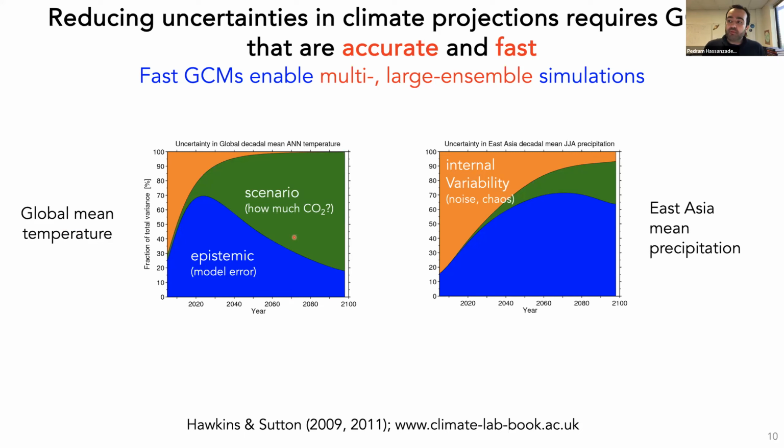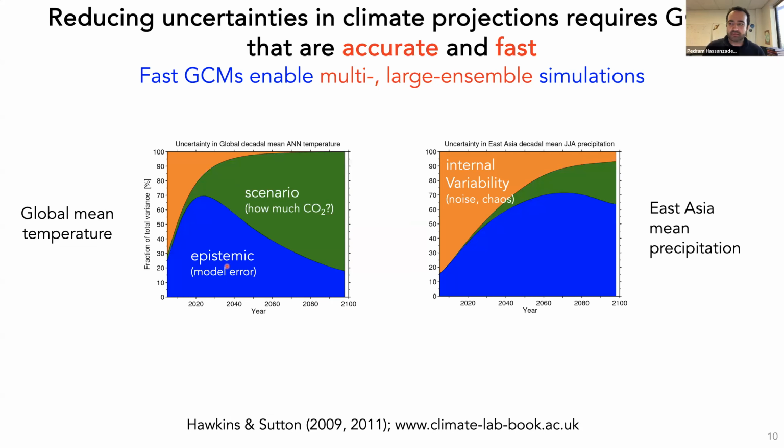Now, by developing more accurate GCMs, we can reduce this epistemic uncertainty. But to reduce the internal variability uncertainty, basically we need to have longer simulations to increase the signal-to-noise ratio, and we need to be able to run these models multiple times to look at different scenarios.